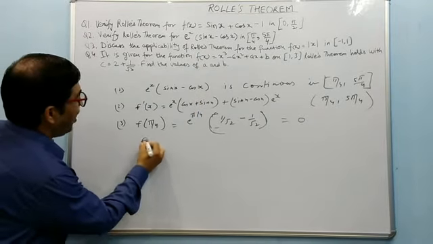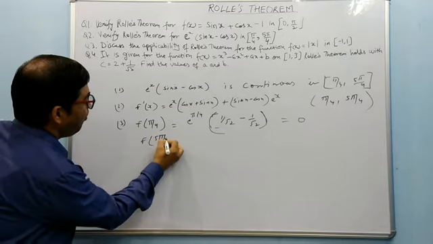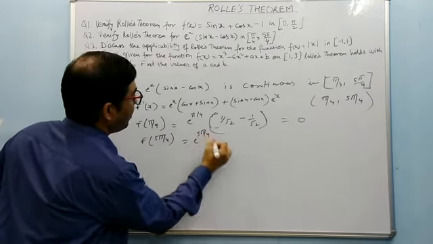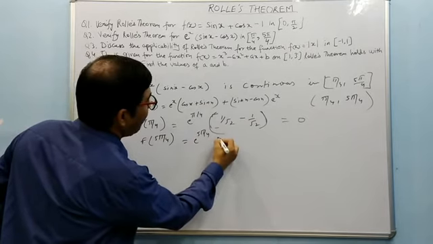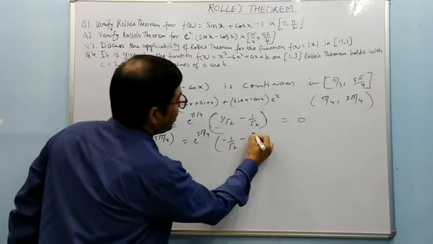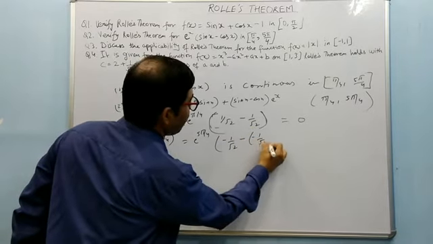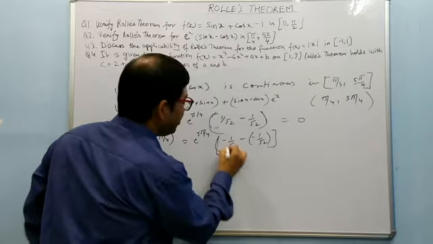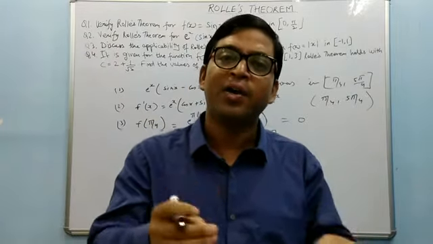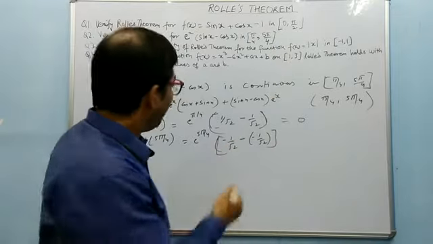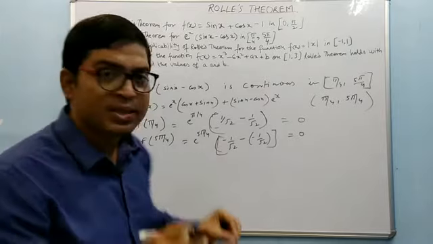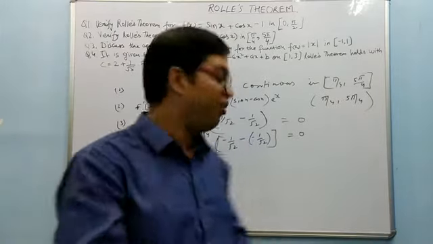Now f(5 pi by 4), that is f(b), we are finding. f(b) is e to the power 5 pi by 4 and sin 5 pi by 4 is minus 1 by root 2, and this is minus 1 by root 2, cos 5 pi by 4. Why minus? You know that it is lying in the third quadrant. In the third quadrant, sin and cos both are negative. Ultimately it's going to be 0. So the first three conditions of Rolle's theorem are met here.